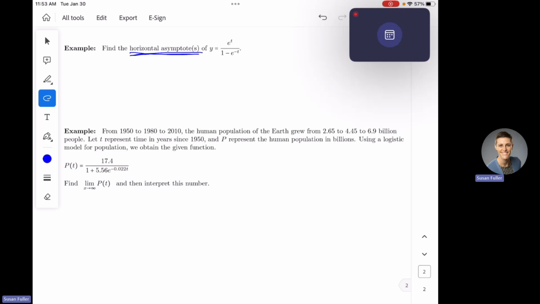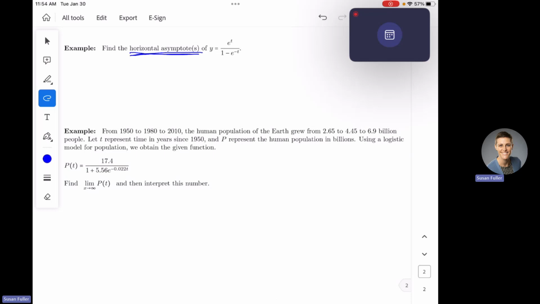And we also need to take the limit as x approaches negative infinity of this function to see whether we have a horizontal asymptote on the left side of the graph. We'll know that we have one if that limit as t goes to negative infinity gives us a number. We have to check both sides of the graph because sometimes you only have a horizontal asymptote on one end and not the other, and sometimes you have a different horizontal asymptote on each end.